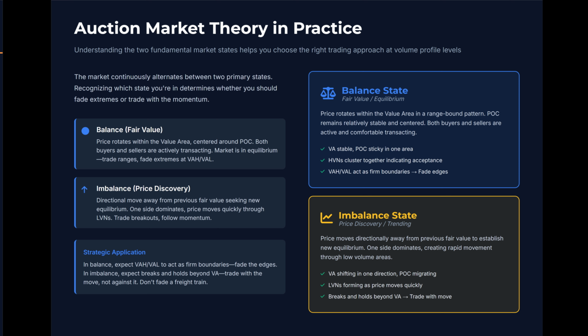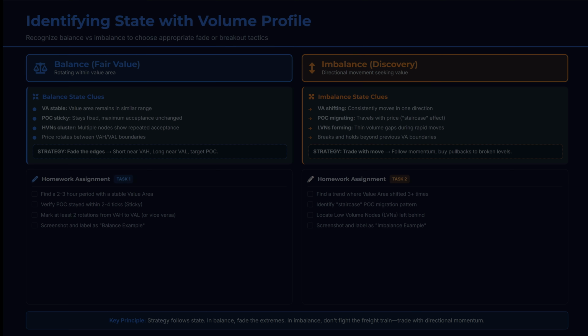Auction market theory provides a mental model for understanding market behavior, helping you distinguish between equilibrium and price discovery and adjust your playbook accordingly. Next, we'll explore how to identify market state using volume profile clues to recognize balance versus imbalance instantly and make the right tactical decision in real time.